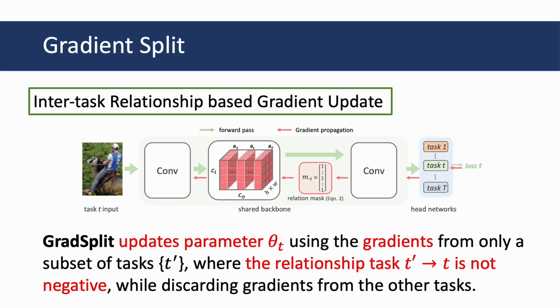If one task has a negative relationship for task T, then this task's gradient will be removed for task T. Similarly, if task T has a negative relation for another task, then its gradient will be removed. By doing so, we can avoid the task conflict and learn a better multitask network.